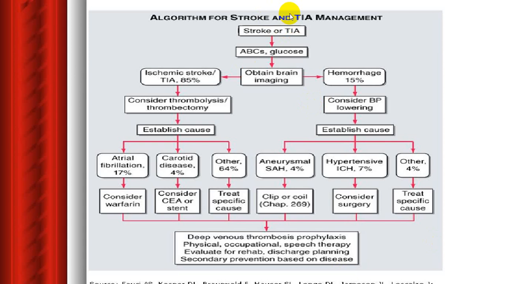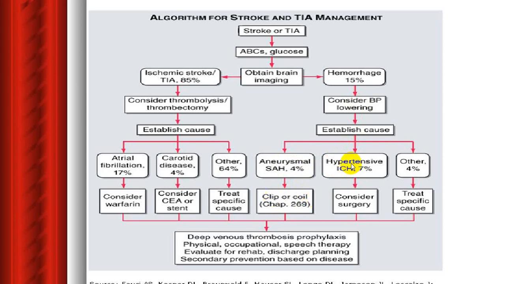So for TIA and stroke management, stroke or TIA, initially stabilize the person. You can give glucose to rule out hypoglycemia. Obtain CT scan without contrast. If it is hemorrhage, consider blood pressure lowering, because by and large it can be subarachnoid hemorrhage or intracranial hemorrhage, and accordingly in an aneurysmal subarachnoid hemorrhage you can go for a coil or a clip.